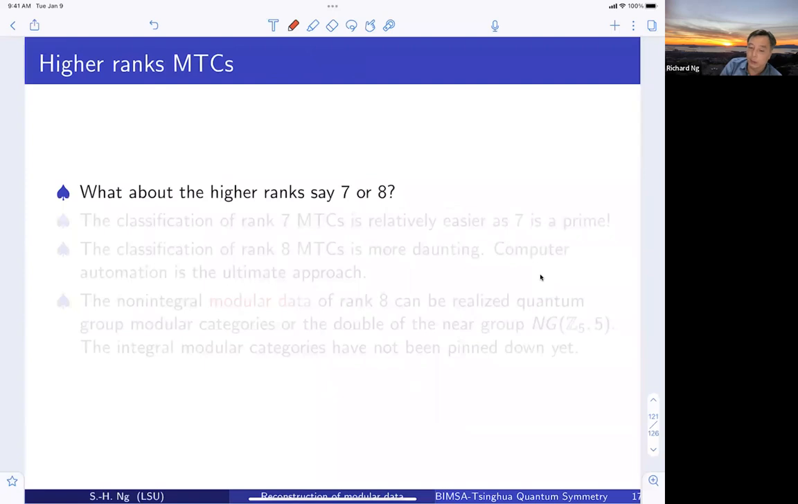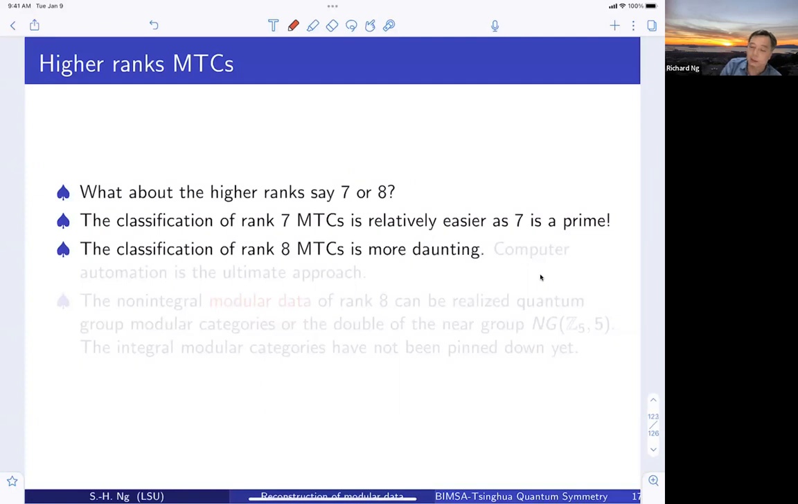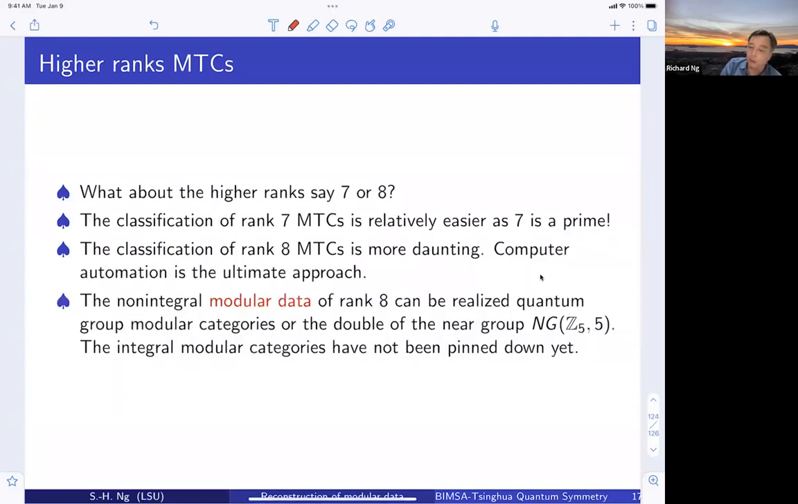Now, what about rank 7 and rank 8? For these higher ranks, we mainly use computer programming so far. For rank 7, we have a classification for integral ones. For rank 8, we did not. Rank 7 is a little bit easier because 7 is a prime. You cannot factorize the dimension further. For 8, it's more daunting. We certainly need a lot of computer power to do it. But so far, what we get is still nothing new for non-integral modular data.